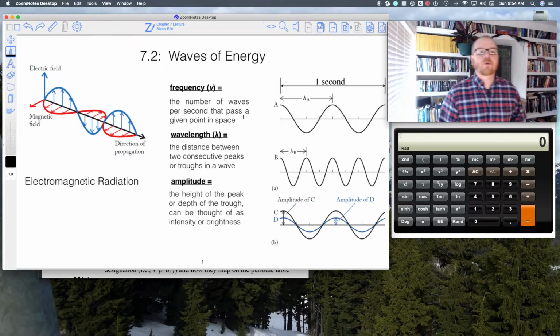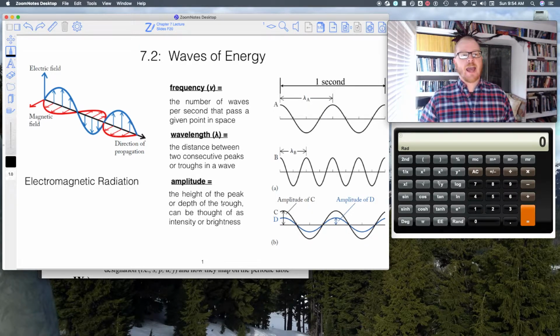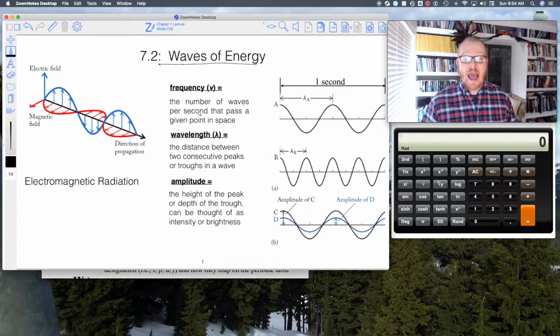So 3 things to characterize a wave. And this could be a wave like in the ocean. This could be a wave of light, or really, as you can see by the title, a wave of energy. Okay, so frequency, wavelength, and amplitude. All right, so frequency is the number of waves that pass a given point in space, or the number of waves per second that pass a given point in space.